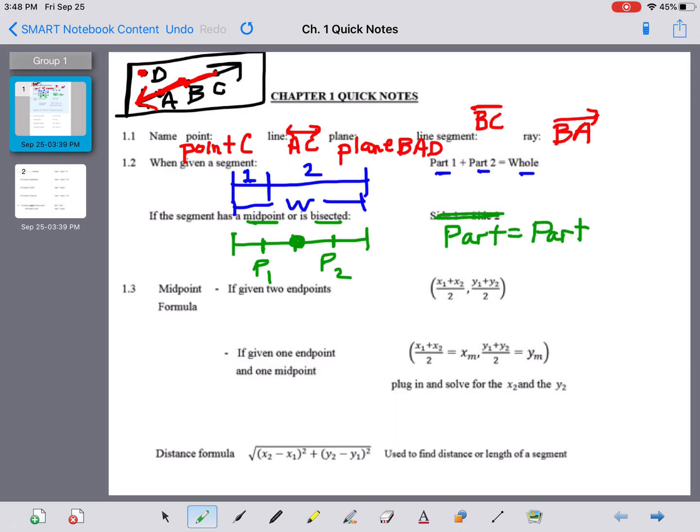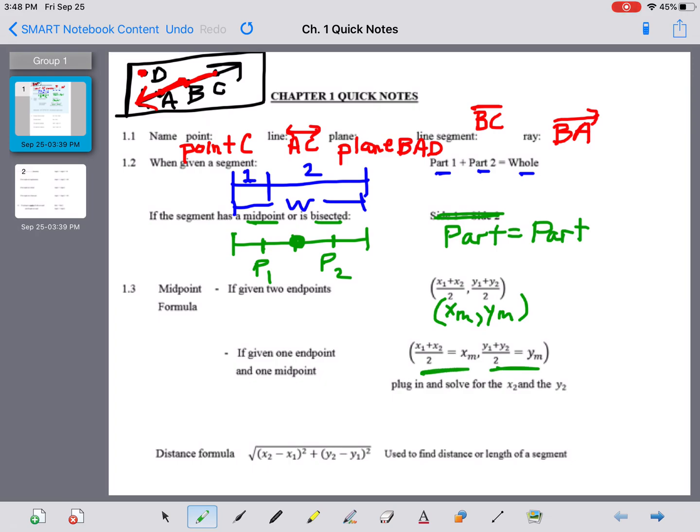Okay, so that's just kind of a reminder between 1.2 and 1.3 that setup changes slightly. We also got 2 formulas in 1.3. The midpoint formula, right? This is a quick one that simplifies to XM and YM if you're just looking for the midpoint. If you're looking for a missing endpoint, remember we use the full equation.